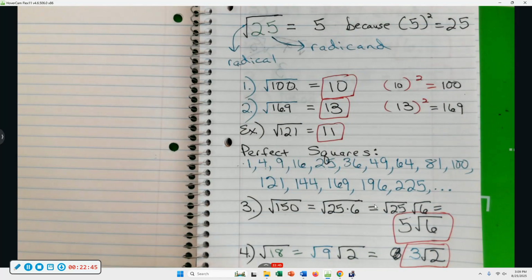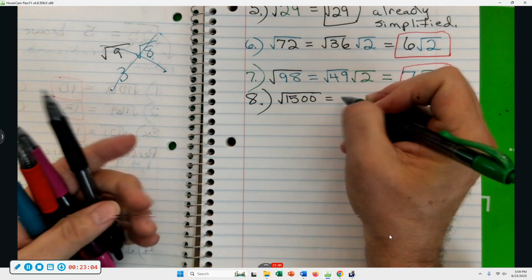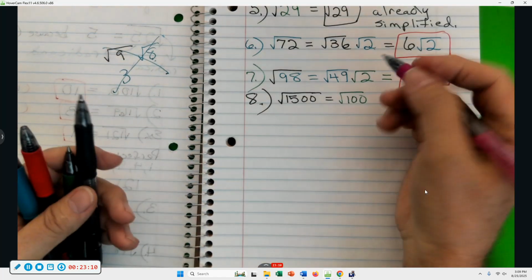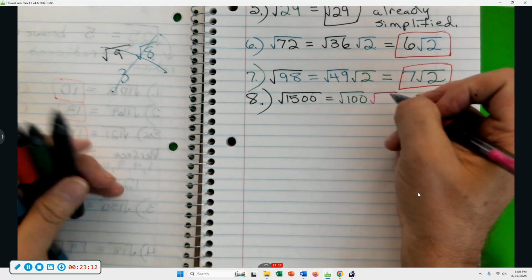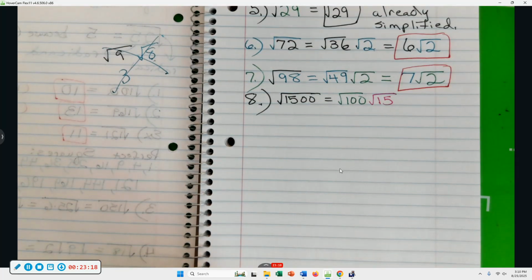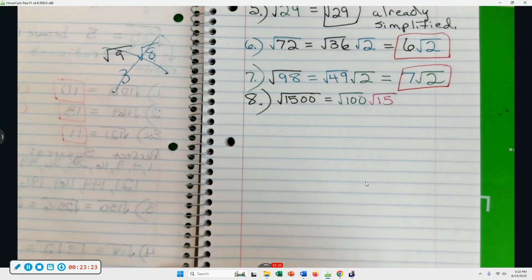What's the biggest perfect square that divides evenly into 1500? There's one number in this list that obviously divides evenly into 1500. 100. 100 divides in evenly. So we're thinking the square root of 100 times the square root of 15. What's the square root of 100? 10.